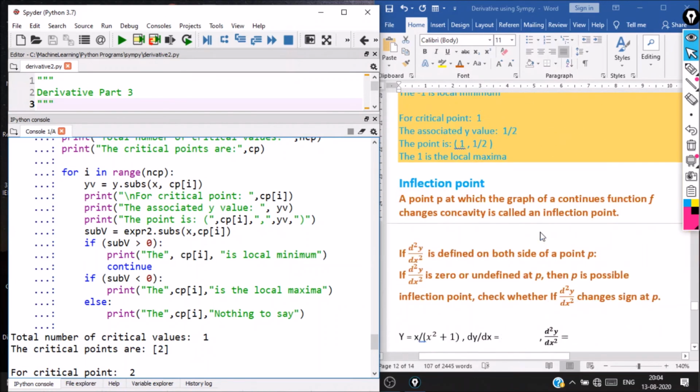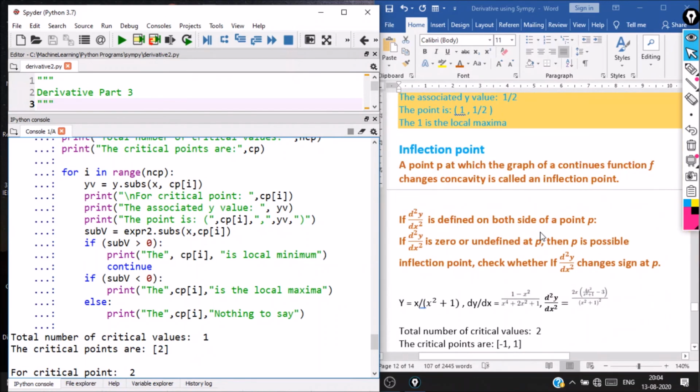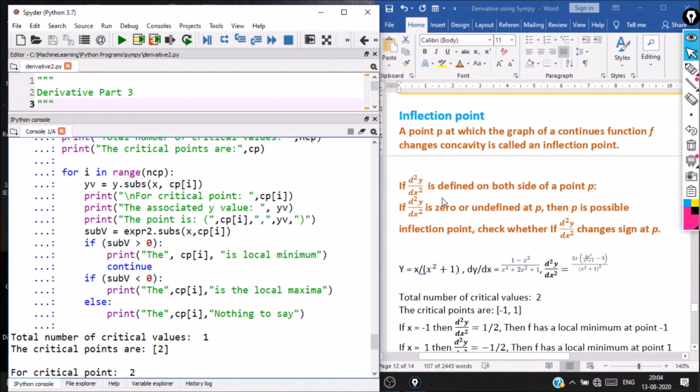Are you getting this one? Now next we can see the inflection point. A point P at which the graph of a continuous function f changes concavity is called the inflection point. If d2y by dx square is defined on both sides of a point P, and d2y by dx square is 0 or undefined at P, then P is possibly an inflection point. Check whether d2y by dx square changes sign at P.